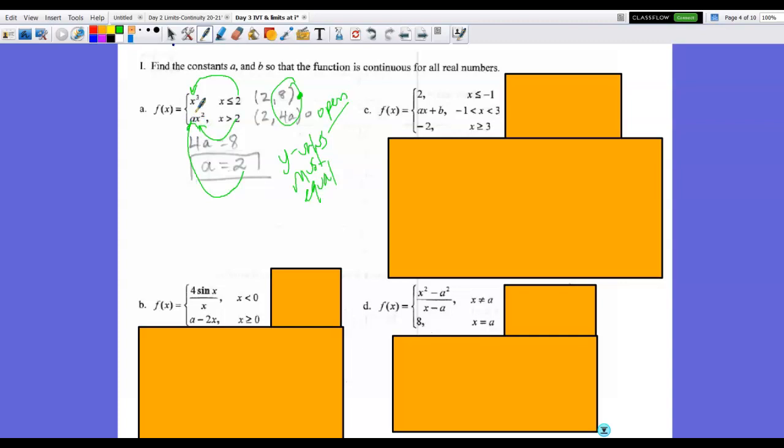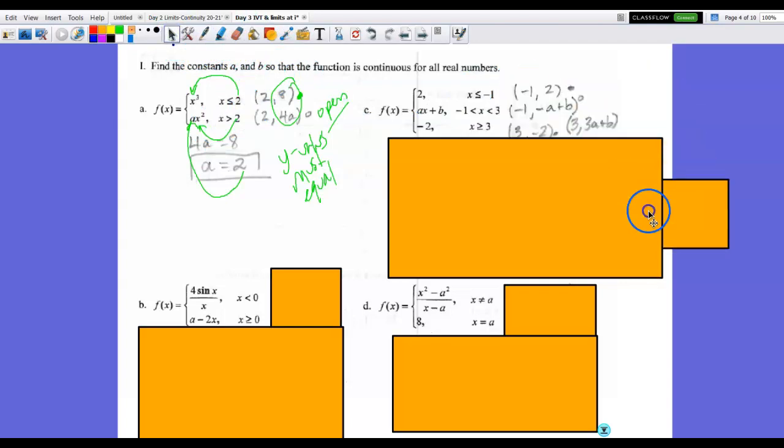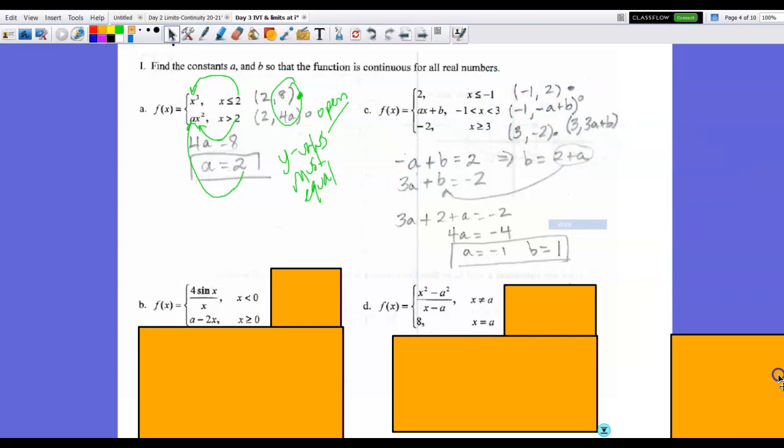If a is any other number, 3, 7, -1, 2/3, then I will not have a continuous function because I'll generate 2 different y values. I know B comes after A, but I'm going to move to the right instead. It doesn't matter which direction we move in. Same deal.